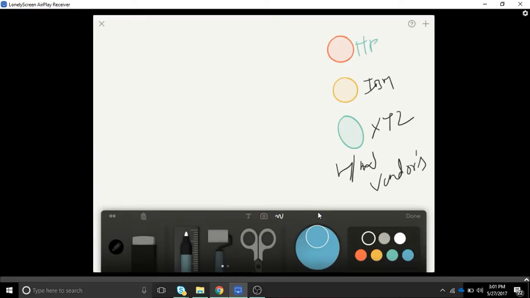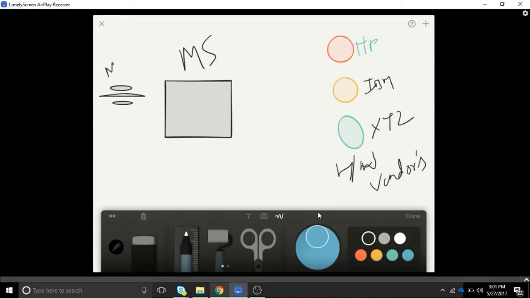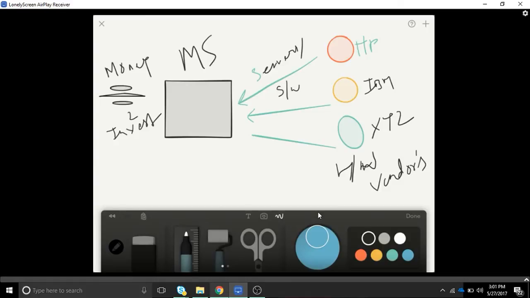These people can sell their hardware, like desktops or servers, to bigger organizations who have a lot of money to invest. Let's take Microsoft as the example. So companies like HP, IBM, or XYZ would sell their hardware, like servers, or it can be software, to Microsoft.